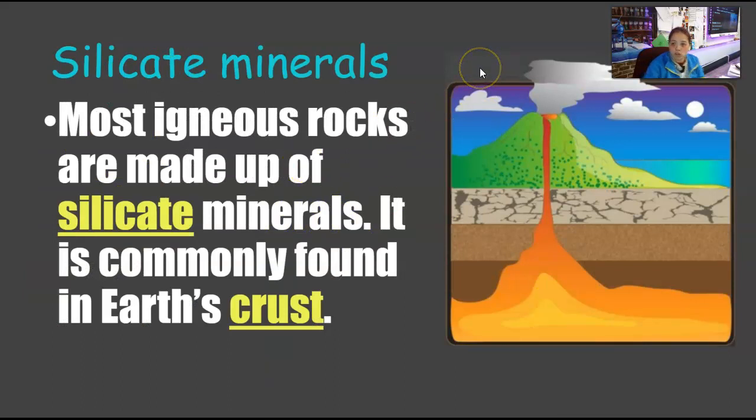And then one of the things we talked about, silicate. So silicate minerals, most of the igneous rocks that I've shown you are made up of silicate minerals. It's one of the most commonly found things in Earth's crust, besides oxygen, not carbon, like you would think.